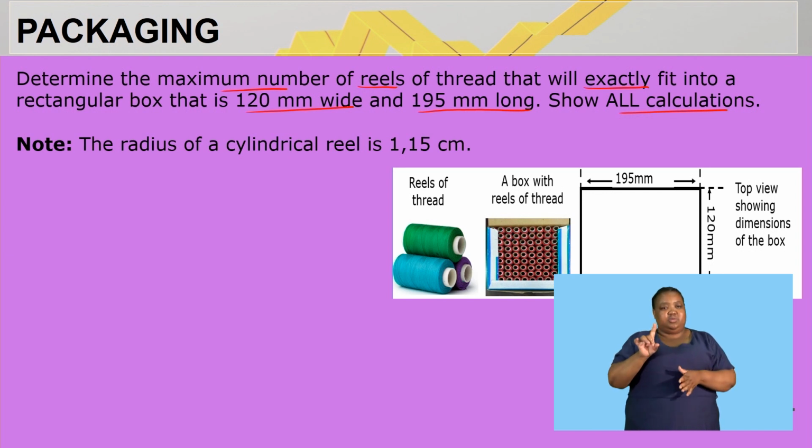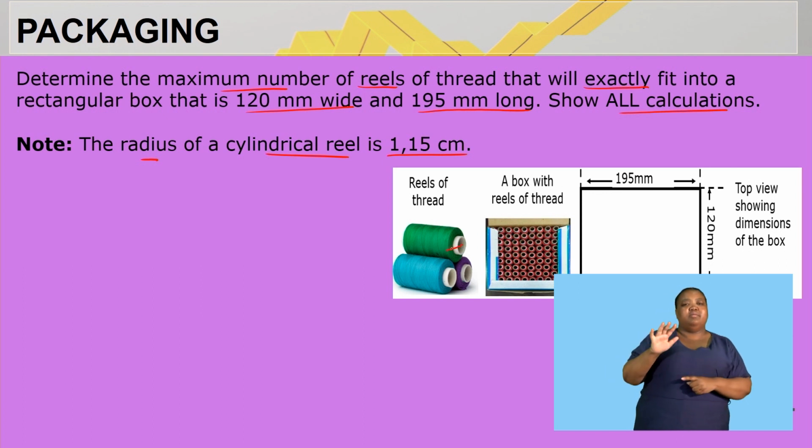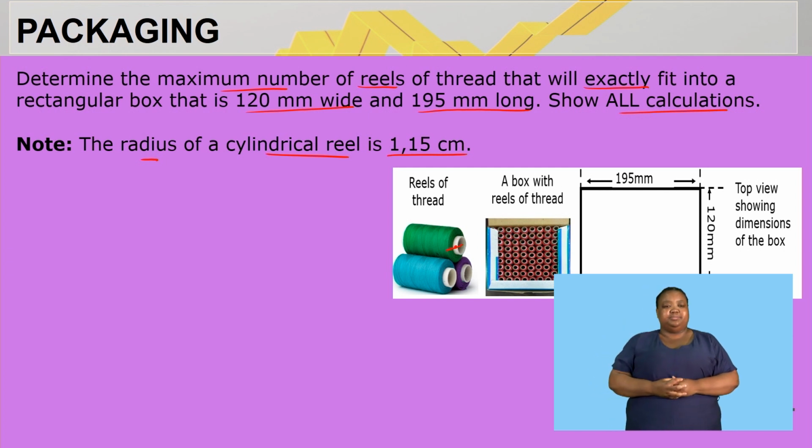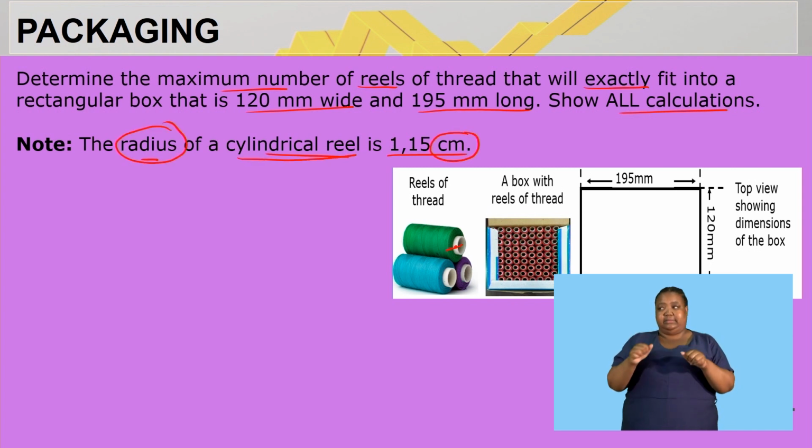What else is important here, guys, is that the radius of the cylindrical reel is 1,15 centimeters. Okay, so this is what we are saying, right? The radius there is the reel, so half of that, right, is 1,15 centimeters. Now I want us to first of all note that our units are not the same. Guys, if you look, the radius of the cylindrical reel is indicated in centimeters, right? But when we look at the box, can you see here, the dimension of the box is indicated in millimeters.